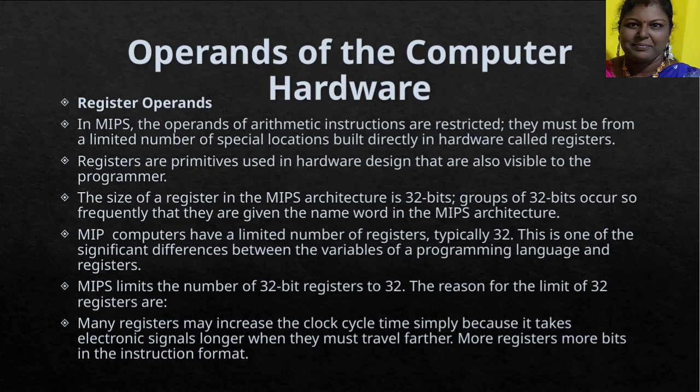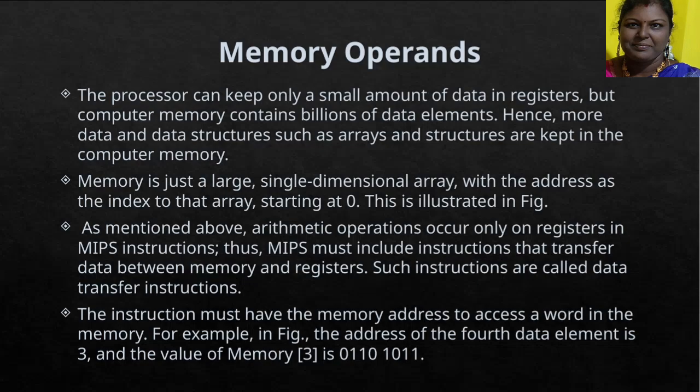Our processor can only hold a small amount of data in its registers at any one time. But computer memory, it's massive, containing billions of data elements. So, larger data sets, like arrays and structures, live there instead. Think of memory as one big, single-dimensional array, where each address is an index starting at 0. Since arithmetic only happens in registers, we need special instructions to move data back and forth between memory and registers. These are called data transfer instructions.